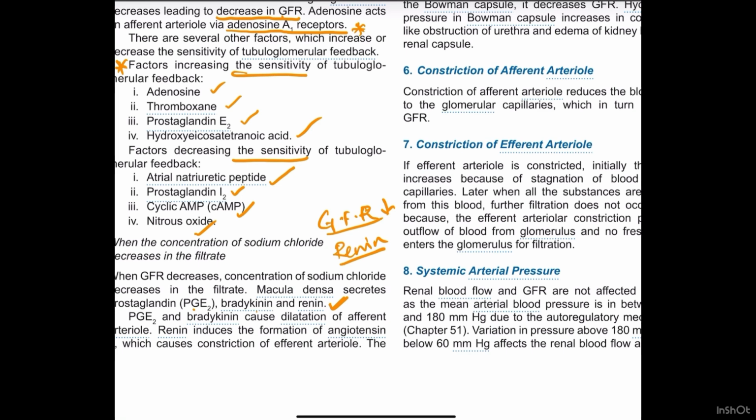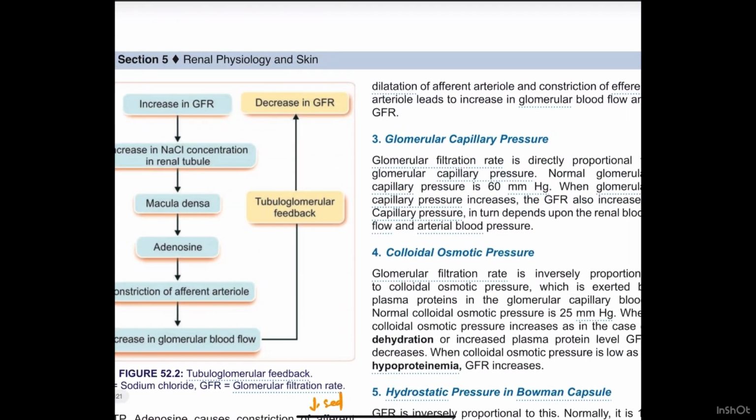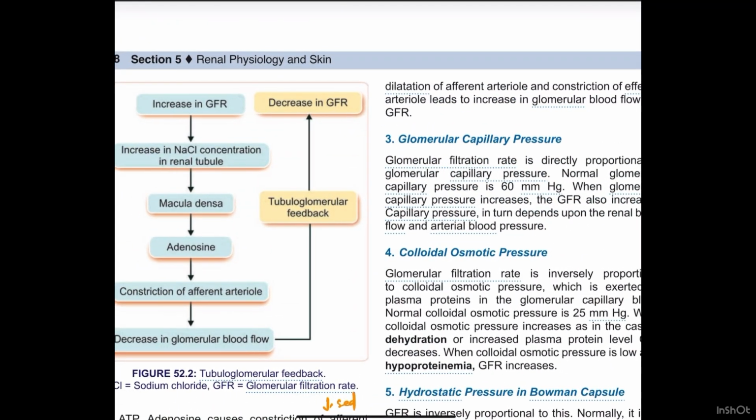When the dilation increases here, then what happens? Renin induces the formation of angiotensin 2, and this causes constriction of the efferent arteriole. Dilation of the afferent arteriole, and then constriction of the efferent arteriole, leads to an increase in the glomerular blood flow. You got it?